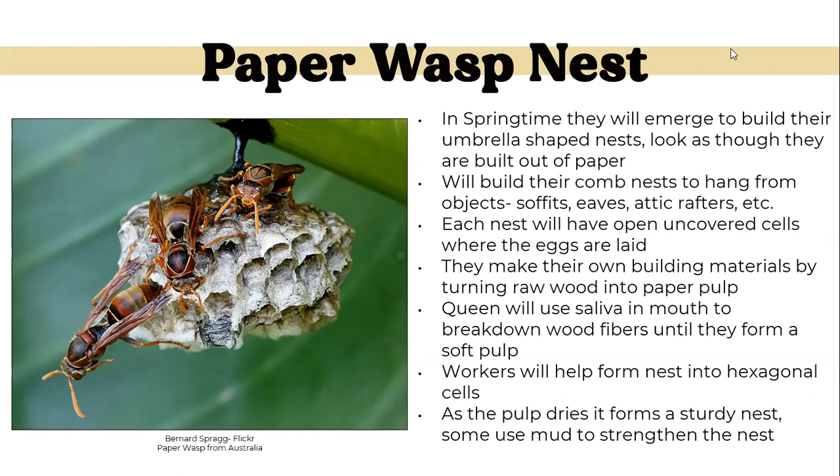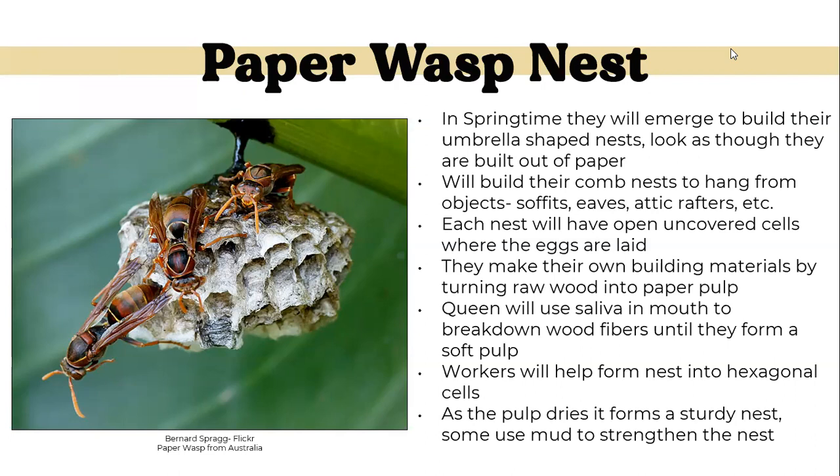They make their own building materials by simply turning raw wood into paper pulp. The queen will find some wood and chew it, very similar to those termites, and then her microorganisms and saliva will turn that into paper pulp, and over time it will dry and harden into a crusty material. If you've ever touched a wasp nest, it's crunchy. So over time it hardens. The workers will also help her form these hexagonal-shaped cells, and they do that so they can put their eggs there. And over time, as that pulp dries, it becomes a sturdy nest.